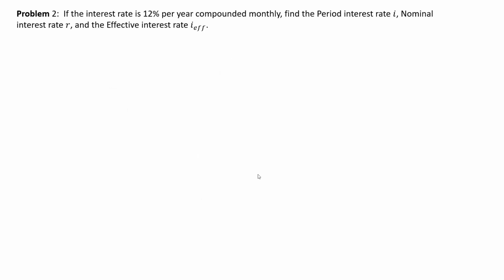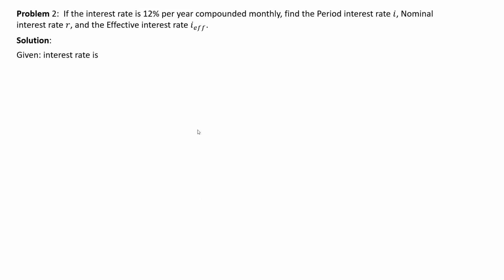Okay, let's pick another one. I have 5 problems. If the interest rate is 12% per year compounded monthly, so the interest rate is still 12% as before per year, but the compounding time has changed, compounded monthly. So now find the period interest rate, nominal interest rate, and effective interest rate. So let's get on with it.